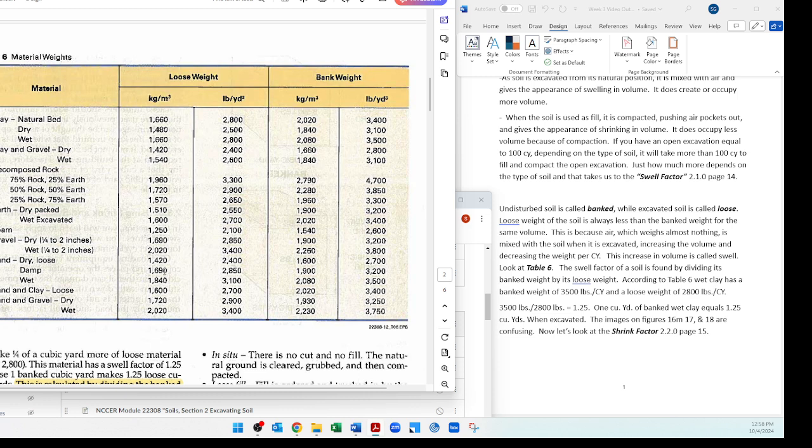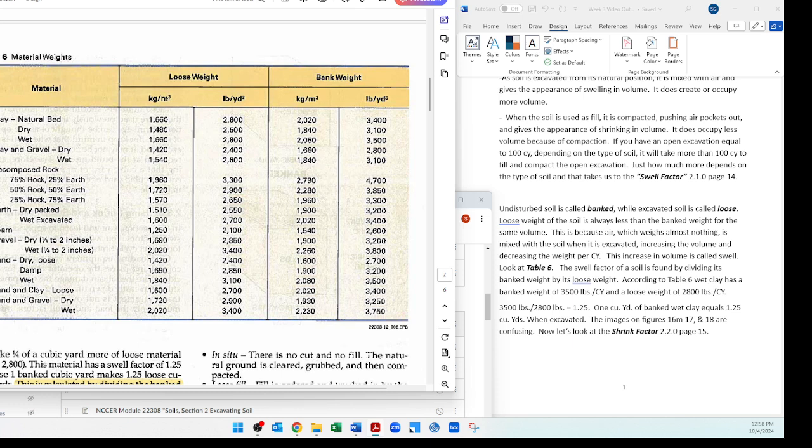You go over here, and we don't want kilograms. We want pounds per cubic yard. That is the loose weight per cubic yard, 2,850 pounds. This is the bank weight in the same yard, the same volume. It's heavier, see? 3,200 in bank weight. In other words, bank weight is tighter.